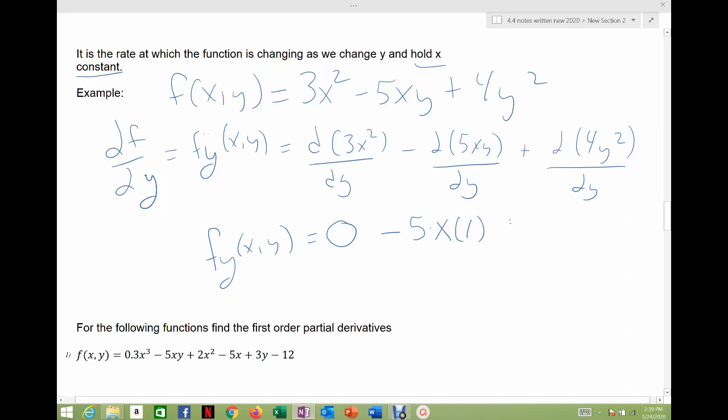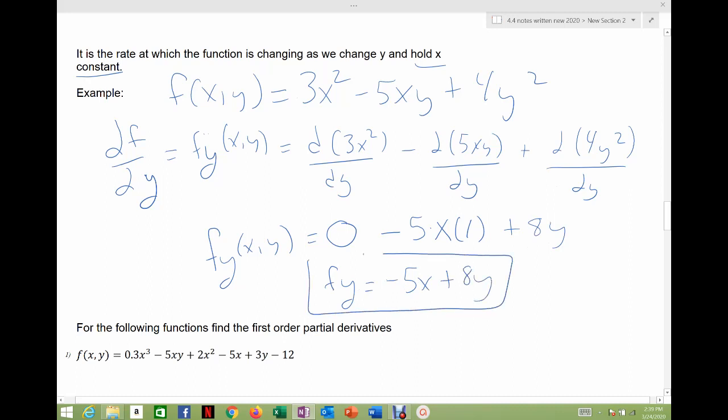Alright, then the last term, I'm taking the derivative of 4y squared with respect to y, and so it just behaves like the power rule, right? Pull 2 out to get 8, y to the first, and so if I write that simplified, I get negative 5x plus 8y.